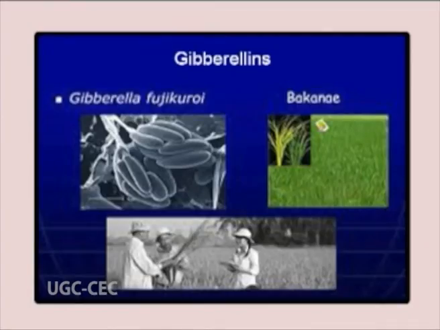A Japanese scientist, Aishi Kurosawa, discovered gibberellins in 1926 by studying a disease in rice that was caused by infection from the fungus Gibberella fujikuroi. The name of this plant hormone is derived from the name of this fungus.